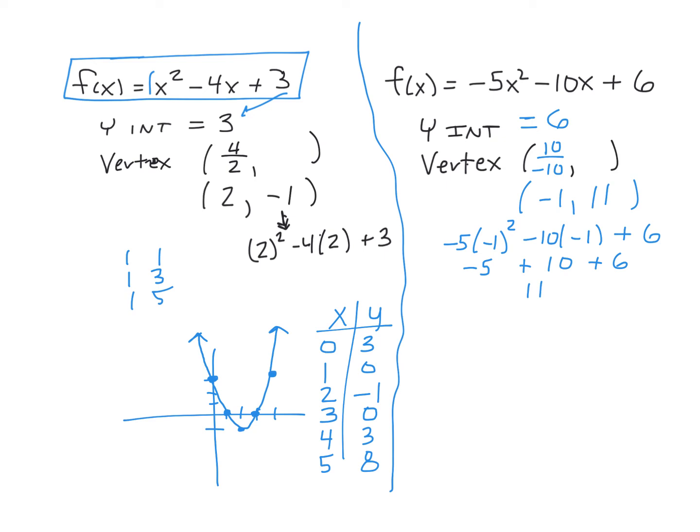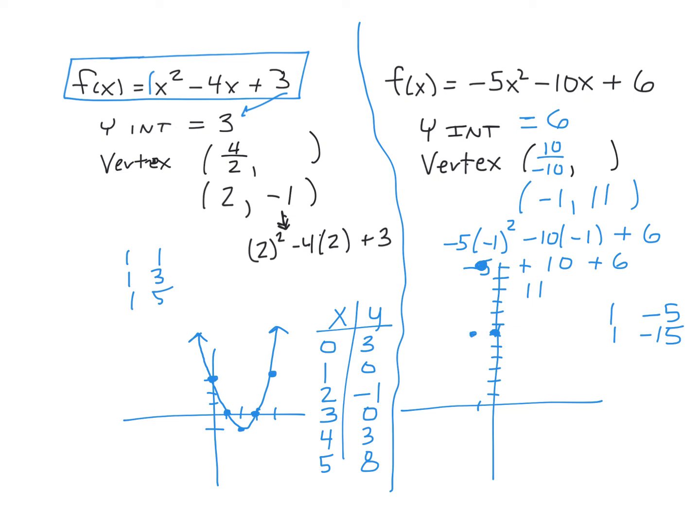So now I know my vertex is at (-1, 11). And then my a value is -5, so I'm going to go over 1, down 5. My next one will be over 1, down 15. So from this vertex, if I go over 1, down 5, you can see that I would be at 6, which is the y-intercept.